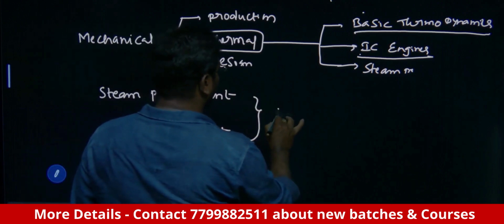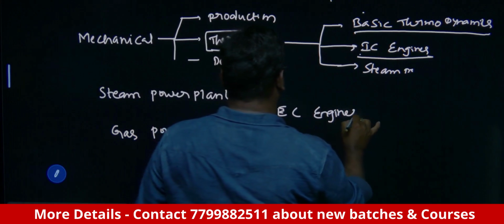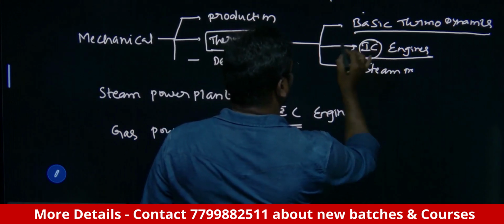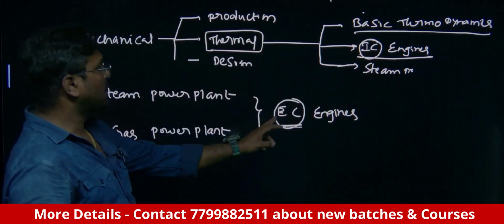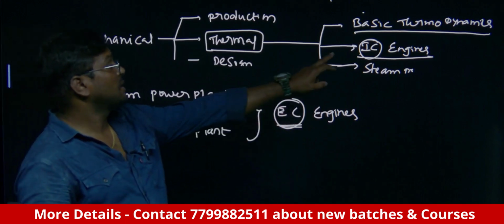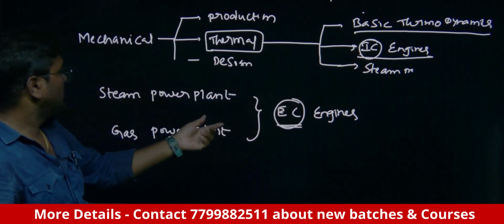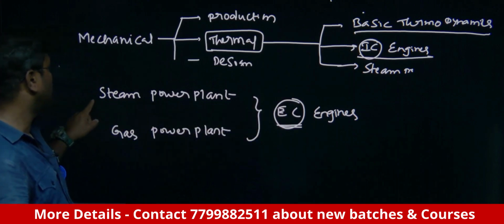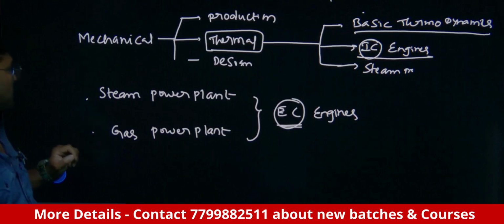These two are called EC engines, external combustion engines. IC engines means internal combustion engines. EC means external combustion engine: combustion happens outside the cylinder. Combustion that happens inside the cylinder is called an internal combustion engine. One example of external combustion is the steam power plant. Another example is the gas power plant.